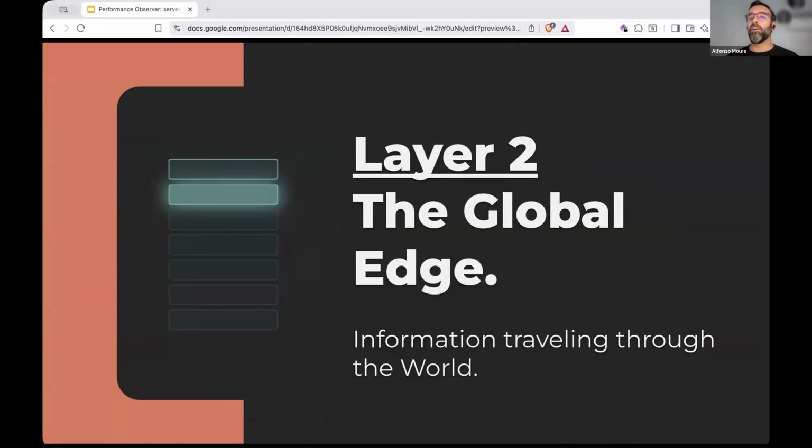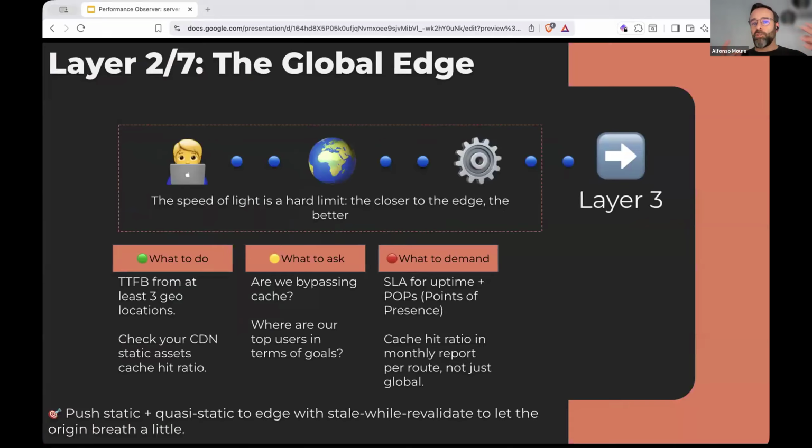The second layer is the global edge. The request, like we saw before, leaves the browser and starts its journey to the server. Before it ever reaches it, it almost certainly hits a CDN. Cloudflare, Akamai, CloudFront, pick your poison. This is the geographic layer. The speed of light is the limit, like I said before. So let's open the box.